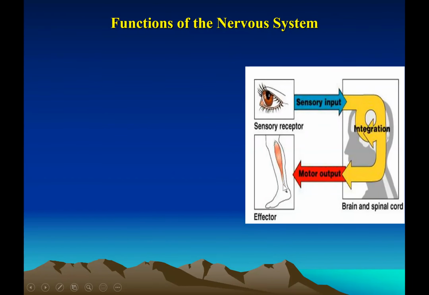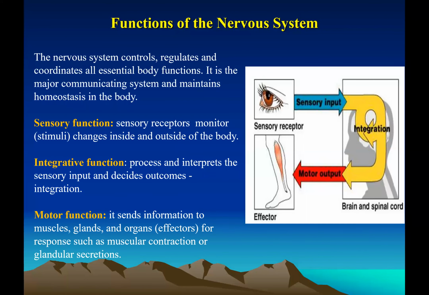For example, if you want to move your leg, your brain has to send a command for it to contract the muscles in your leg so that you can walk. So that is called motor output. So it's sending information either to muscles, sometimes it's also glands and organs. So they are called effectors. These are the effectors. It can ask a muscle to contract, it can ask a gland to secrete something. So these are the three main functions of the nervous system: sensory, integration, and motor function.